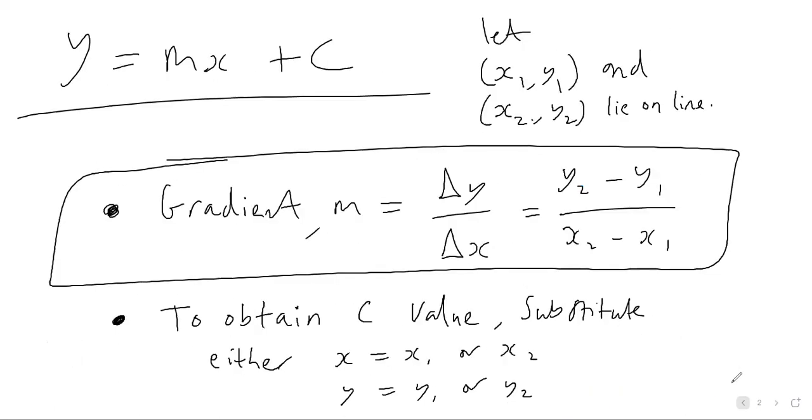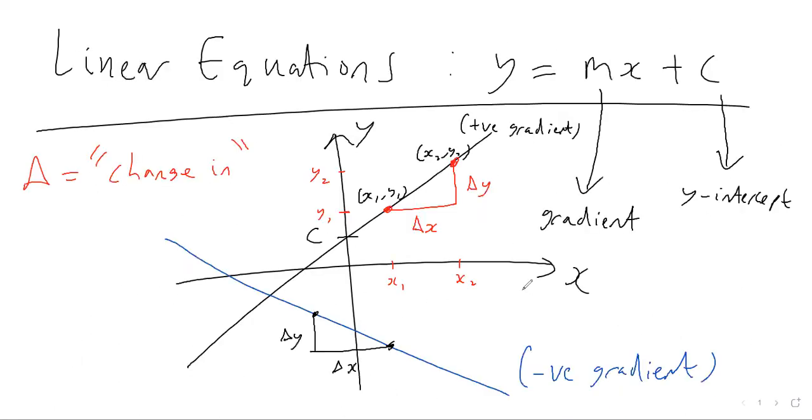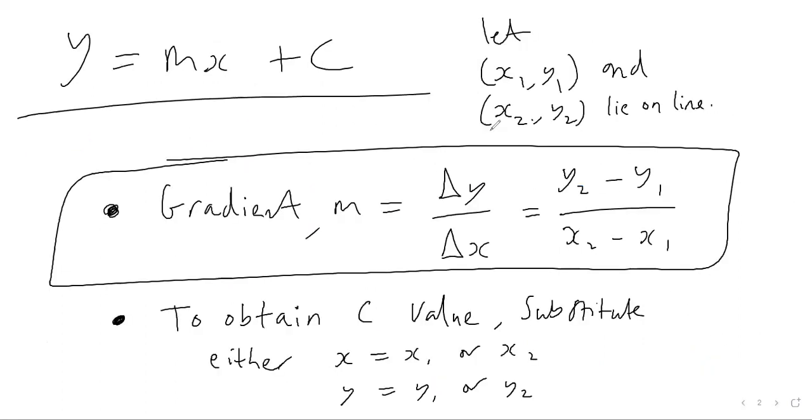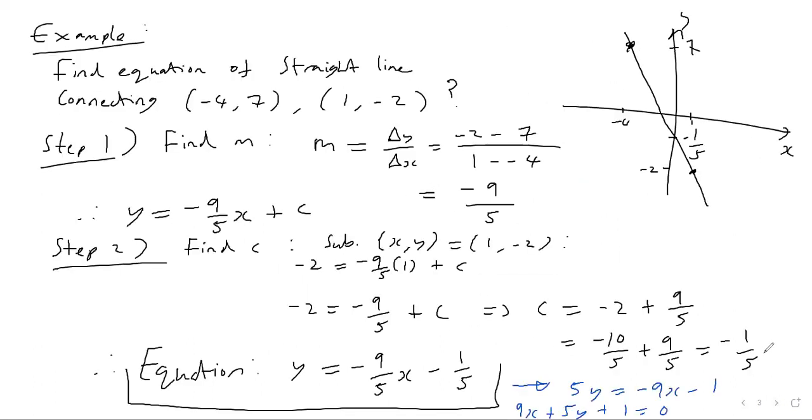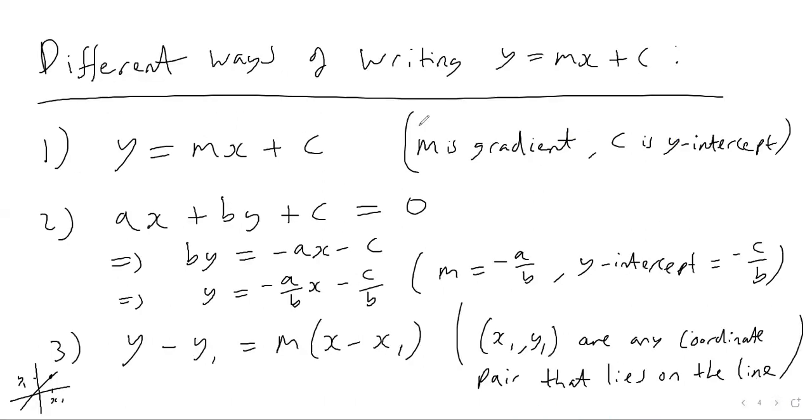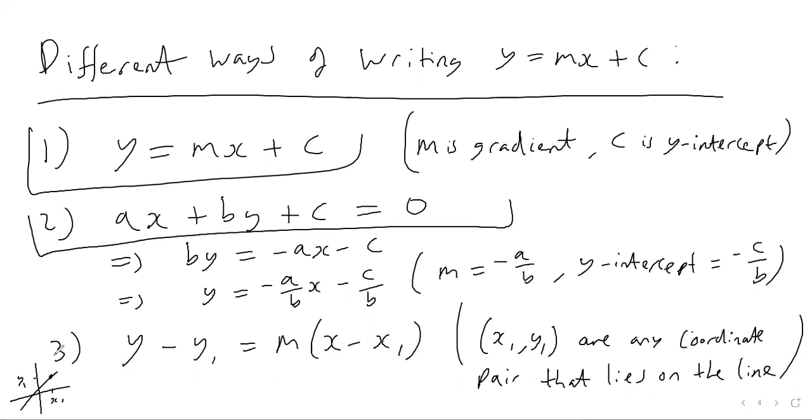So yeah, this is just a summary of linear equations, y equals mx plus c equations, and also the key point of knowing the formula for the gradient, knowing how you can work out the c value given two coordinates that lie on such a straight line, and also a summary of other forms in which you can write the equation of a straight line. This first one here, second one here, and also this one here, which are all equivalent ways you can write the equation of a straight line.